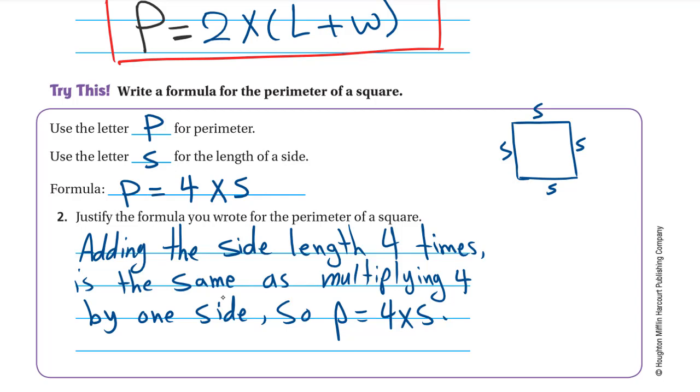So if we have a square which has a side length of 5, for example, we multiply 4 times 5 equals 20. If we have a side length of 10, 4 times 10, which is 40, and so on.